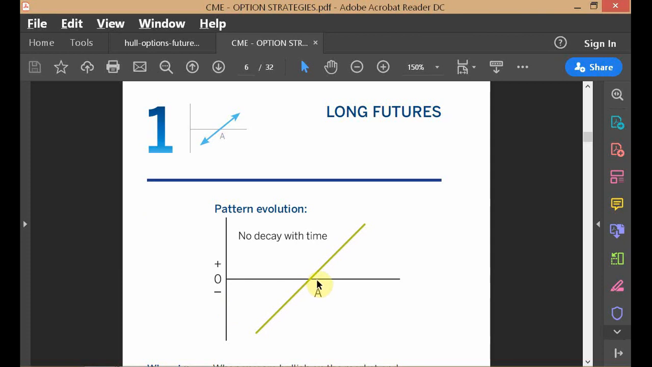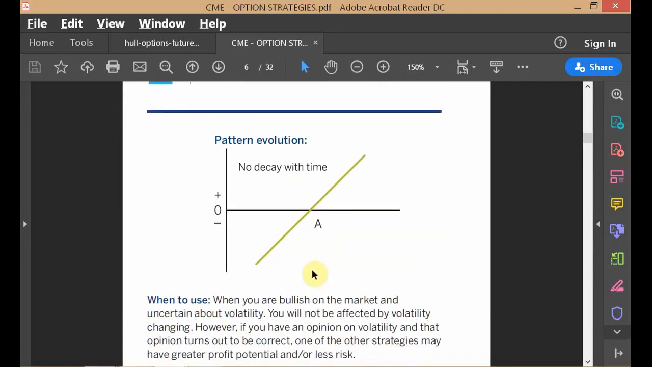K is the same as A over here. A is just indicating a price. It could be 100, 80, whatever it is. Instead of A, I've written K. Long underlying at K. Let's go with this chart and let's look at A. So if I'm long at A, let's say A is equal to 100.